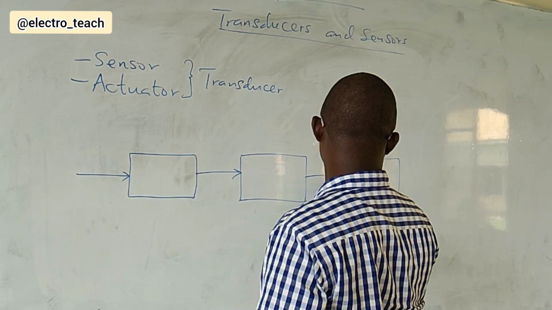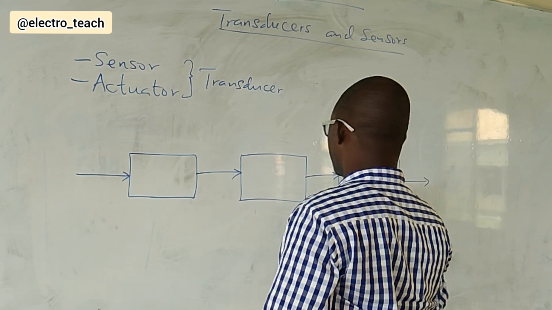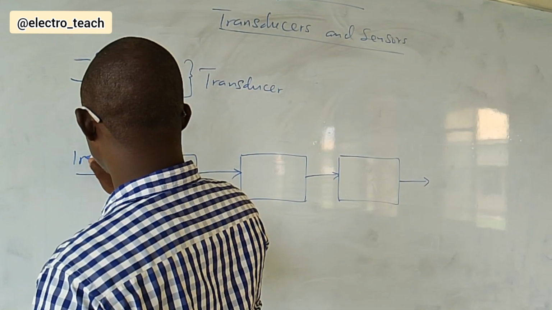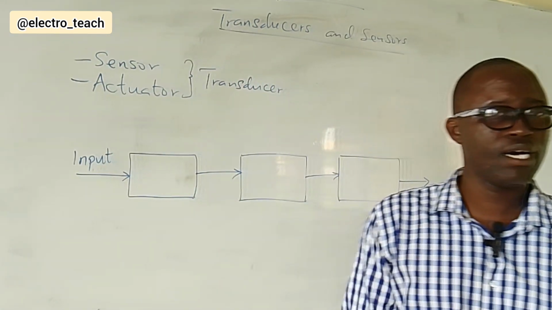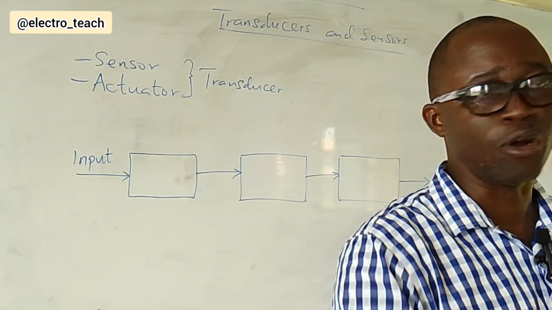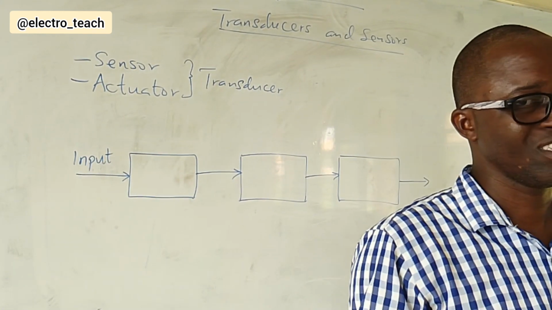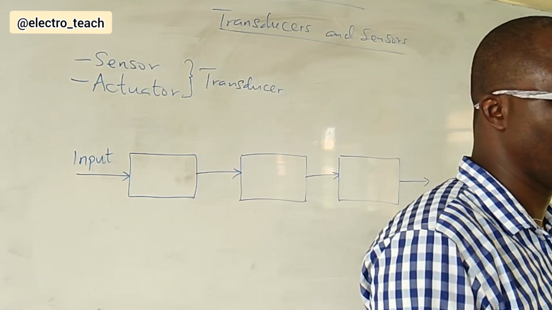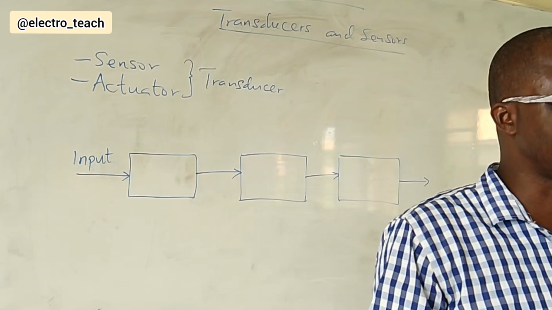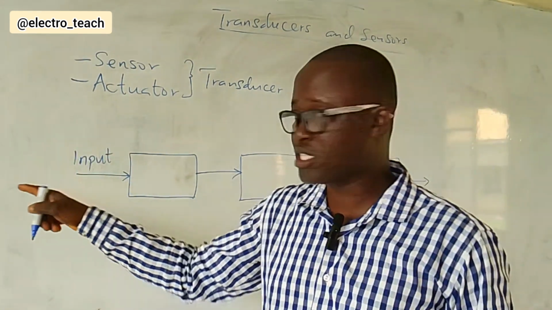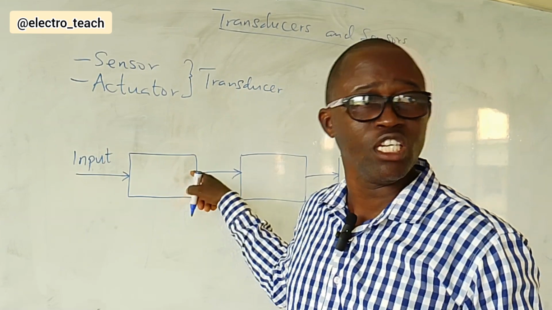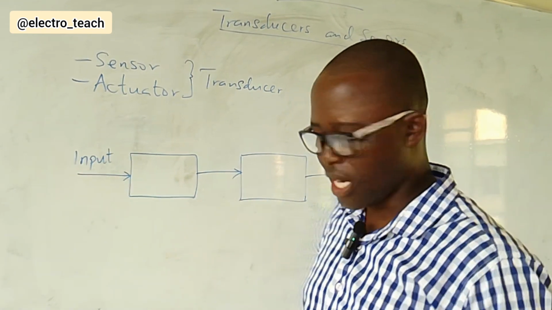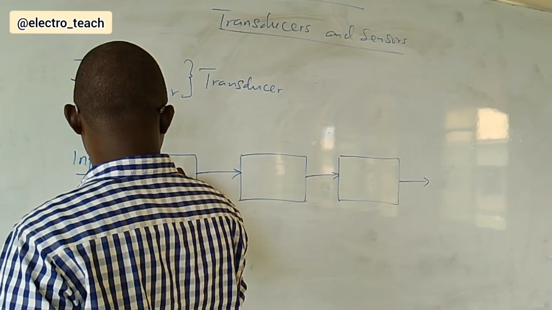Okay? So we have the input, which is actually a variable from the real world. It could be force, it could be pressure, it could be heat coming in. So that's the first part that comes into the sensing element of the instrument system. Alright? So we have the sensor here.